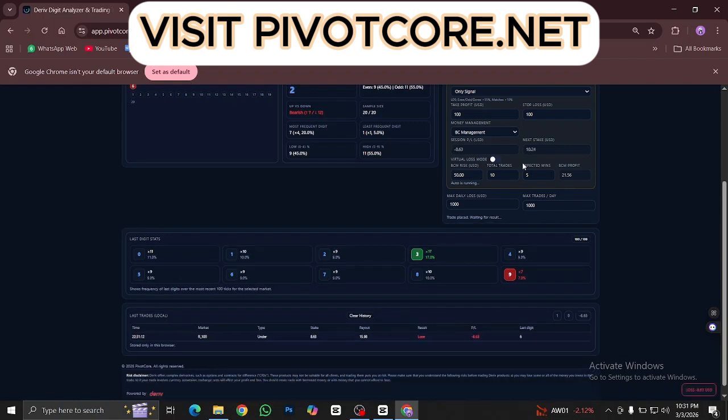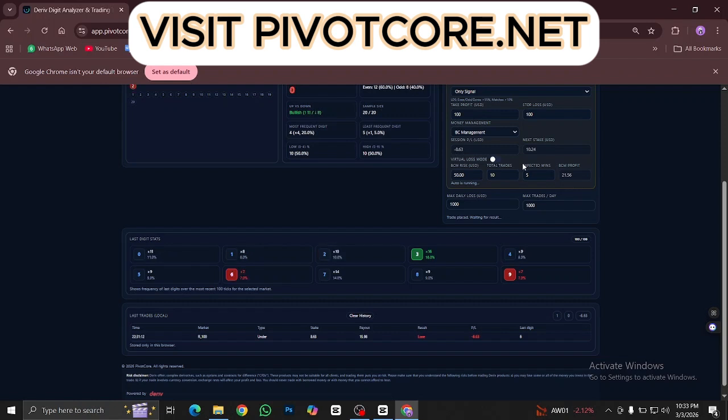In today's session, I'm testing a very specific and powerful strategy, the 4 over and 5 under setup. The beauty of PivotCore Net is how it handles these digit-based strategies with precision. I've set a clear goal for this session. I'm going to place 10 trades, and my target is to hit at least 5 solid wins.